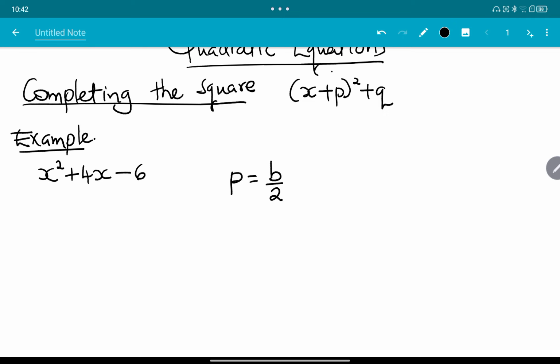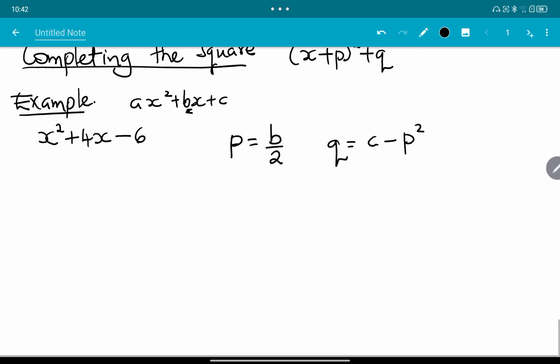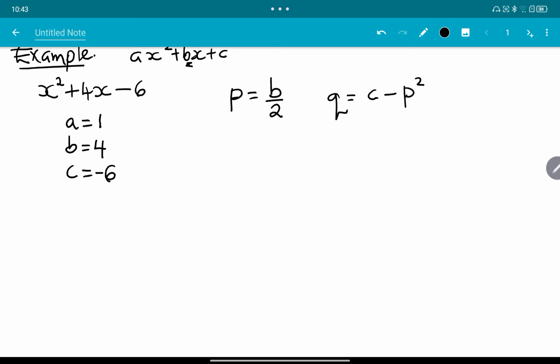Okay? Remember, we know quadratic expressions are written in the form x squared plus bx plus c. So it is this b over 2. And q is usually c minus p squared. Okay? So from this expression, our a is 1, our b is 4, and our c is negative 6. So these are what you substitute. So p therefore will be b, 4 over 2, which will give me 2. Okay, then to get q, it is c, which is negative 6, minus p squared.